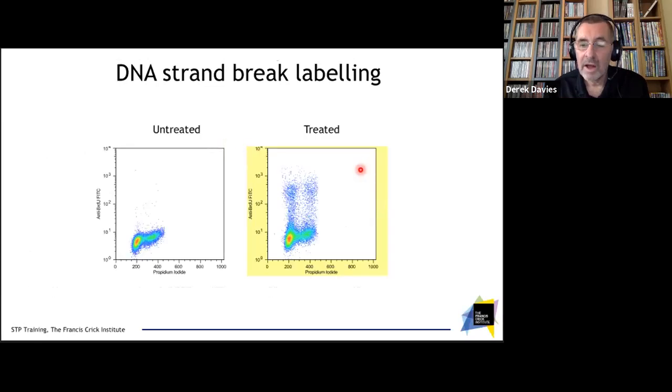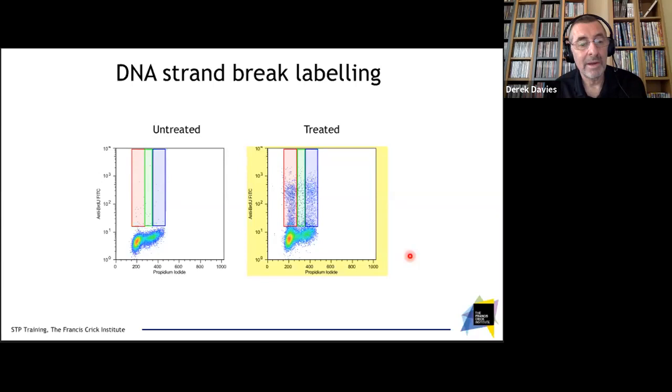So I can simply get a percentage of cells that show strand breaks here, but because I've combined the nucleotide incorporation with propidium staining to look at DNA content this time, I can be relatively specific about whether my cells were in G1, S, or in G2 where they became apoptotic. So again, it gives me maybe a little bit more information than I might get from some other techniques.